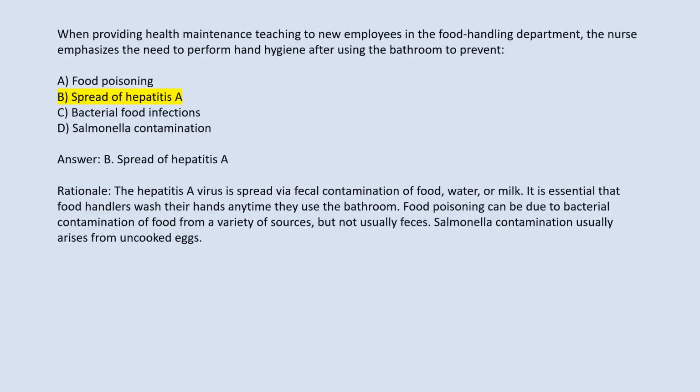Answer: B. Spread of hepatitis A. Rationale: the hepatitis A virus is spread via fecal contamination of food, water, or milk. It is essential that food handlers wash their hands anytime they use the bathroom. Food poisoning can be due to bacterial contamination of food from a variety of sources, but not usually feces. Salmonella contamination usually arises from uncooked eggs.